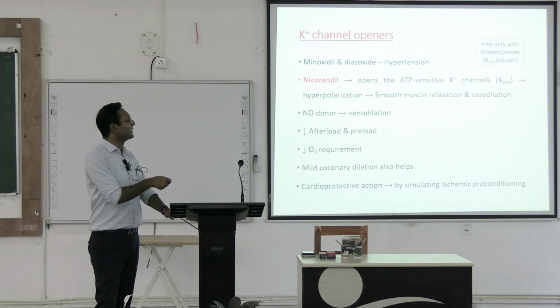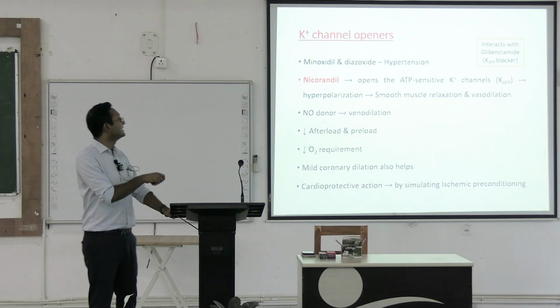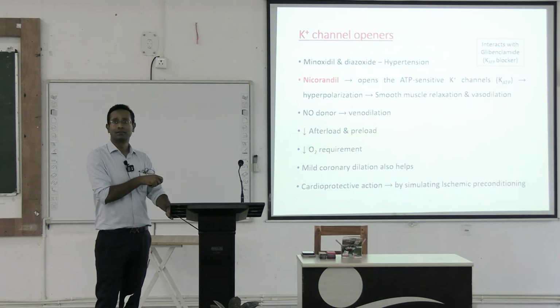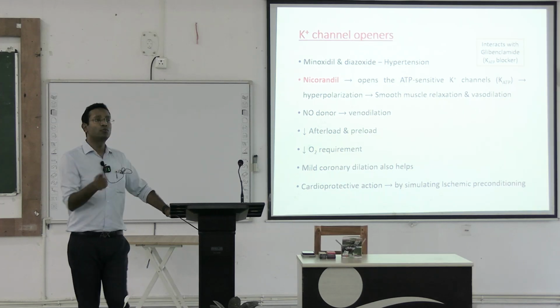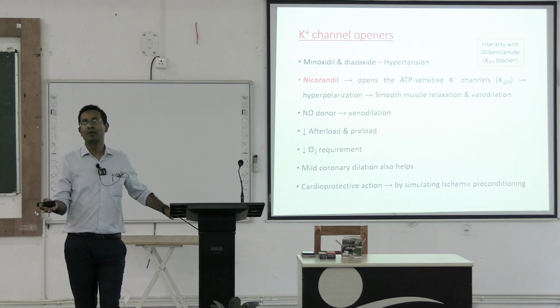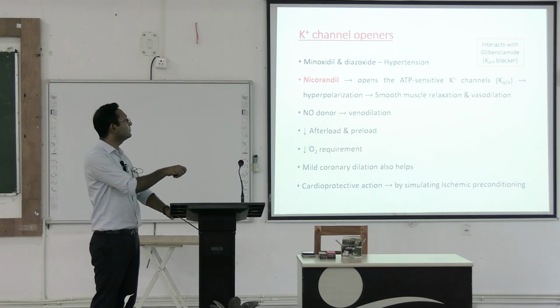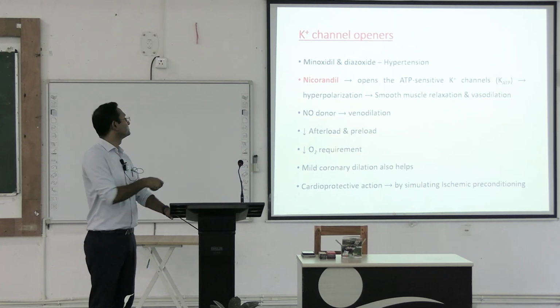Now, glibenclamide. Glibenclamide is a drug for type 2 diabetes mellitus. It is a potassium channel blocker. So, if these two drugs are given together, mostly, there are a lot of patients of metabolic syndrome who have diabetes and also come with angina. If these two drugs are combined, none of them will act because they interact with each other.